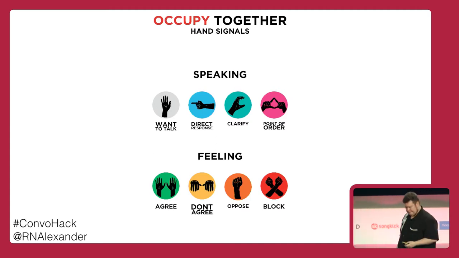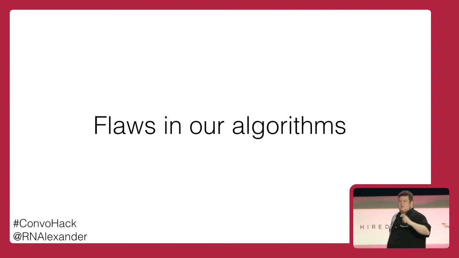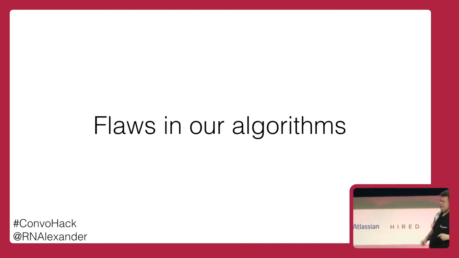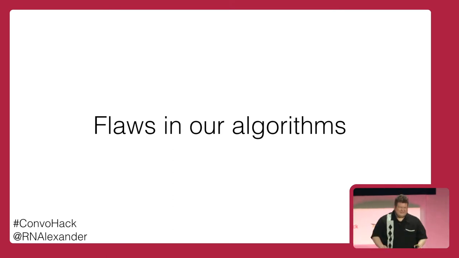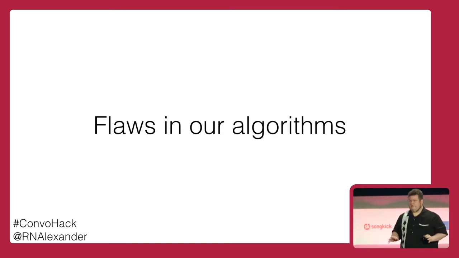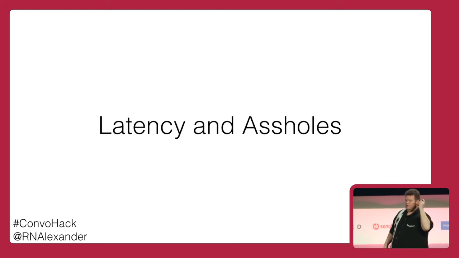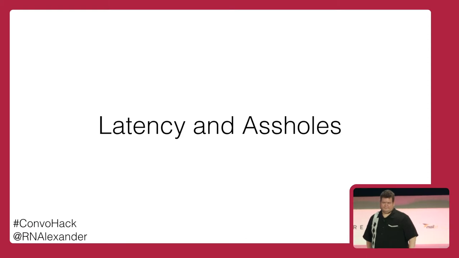Okay, so our algorithms have problems. Specifically, in the time that I've been dealing with them and started noticing this and started bringing these in, there are two specific, typical problems that I saw over and over again in how our conversational algorithms work. So I'm going to talk to you about both of them and help you understand how these symbols can help solve those problems. And they are latency and assholes.